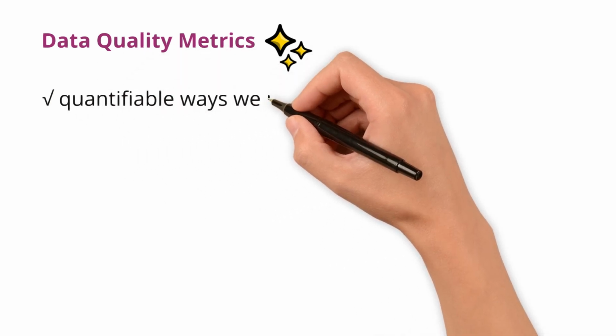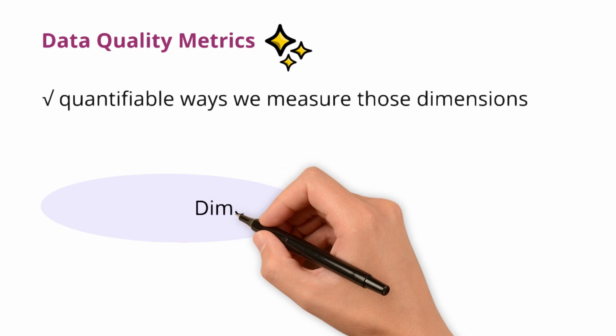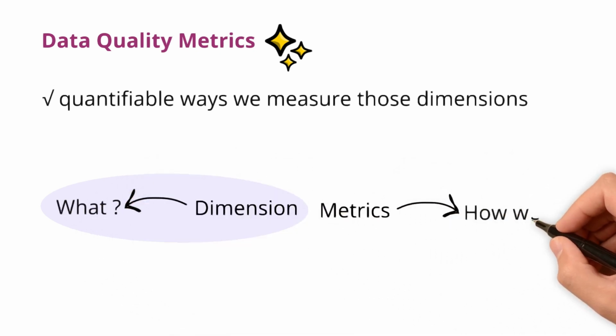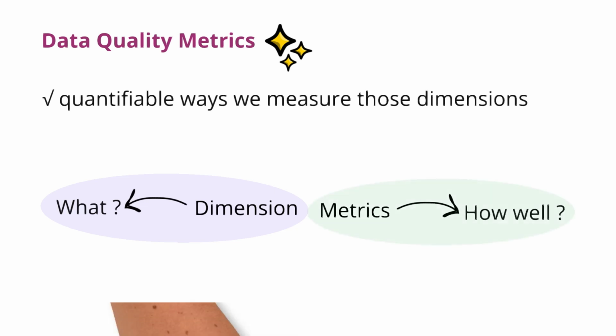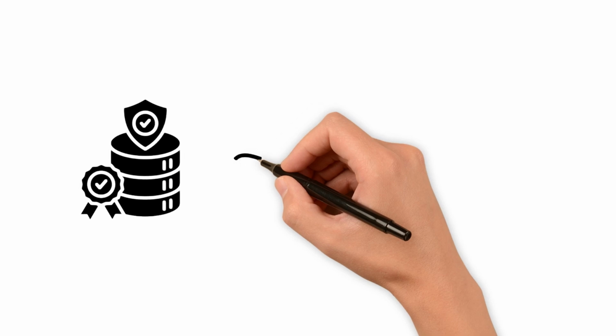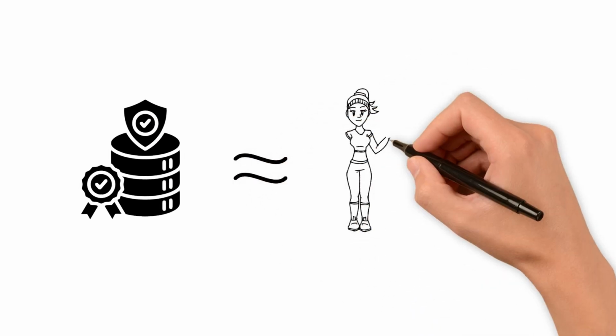Metrics are quantifiable ways we measure those dimensions. If a dimension tells you what to look at, metrics tell you how well we are doing. Let's take an analogy to keep it simple. Think of maintaining data quality as part of maintaining a healthy fitness routine.